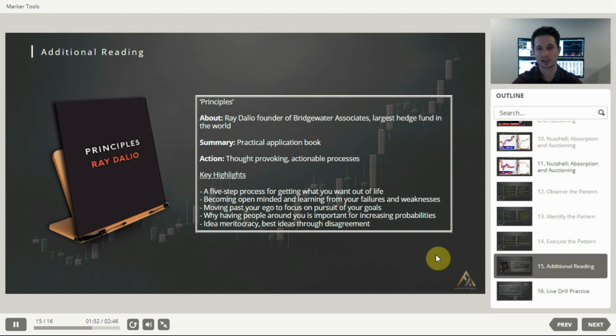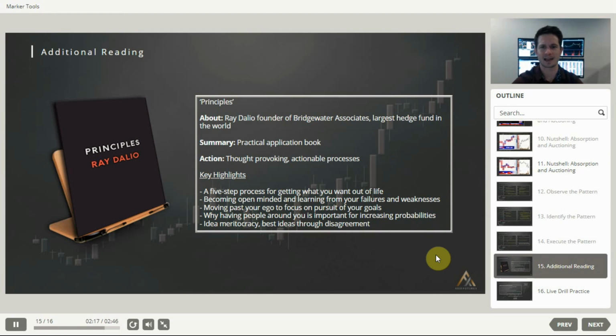You're often going to hear me talk about how through me failing at certain strategies, ultimately I learned a new strategy. Then moving past your ego so that you can focus on the pursuit of your goals, as well as why having people around you is important for increasing probabilities. And lastly, the idea of meritocracy and the best ideas through disagreement.